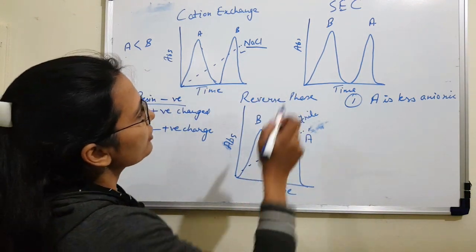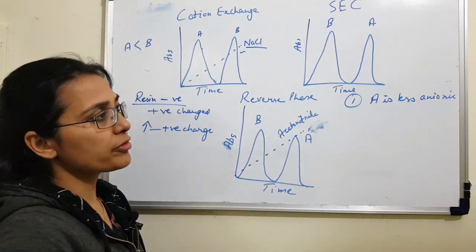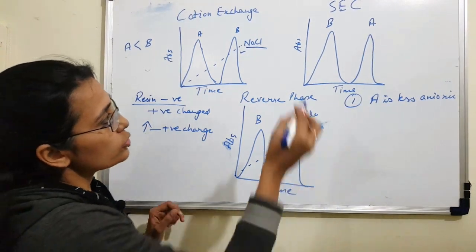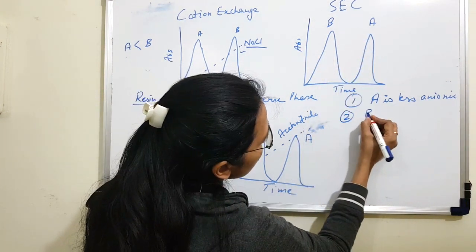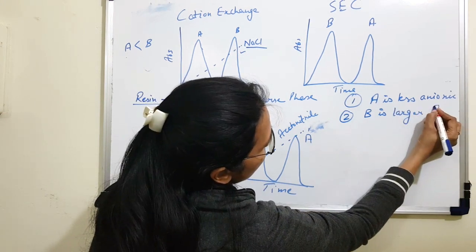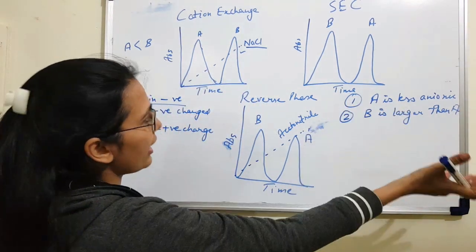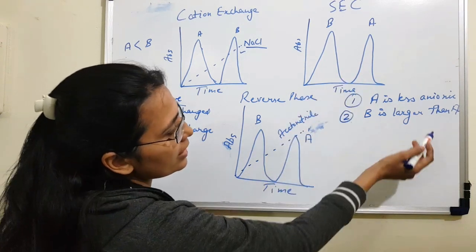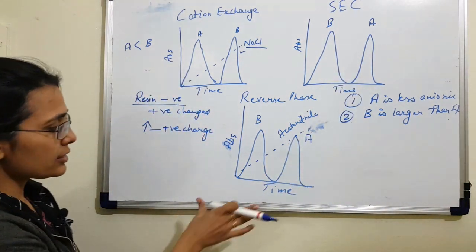The second graph is of size exclusion chromatography. During size exclusion chromatography, the biomolecules are separated in the decreasing order of their size. So from the second graph, we can conclude that B is larger in size than A. Okay, so from the first graph we have A has less positive charge than B, and from the second graph we have that B is larger in size than A, or A is smaller in molecular size than B. Now let's look at the third graph.